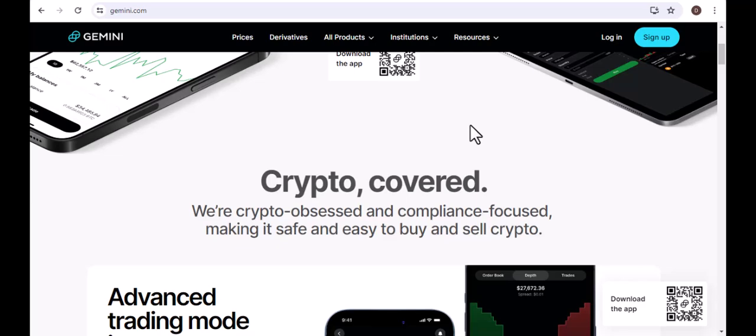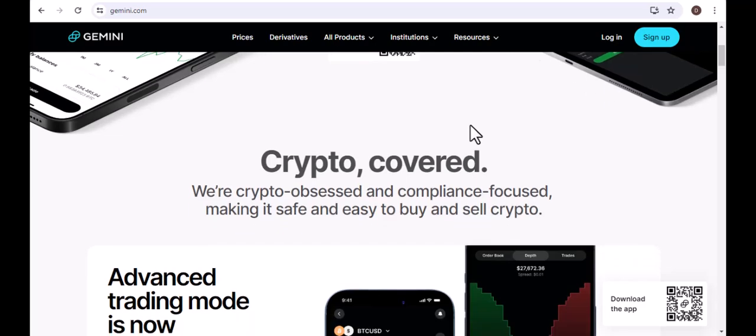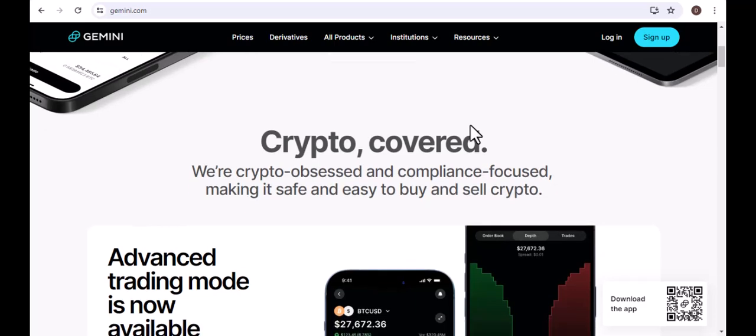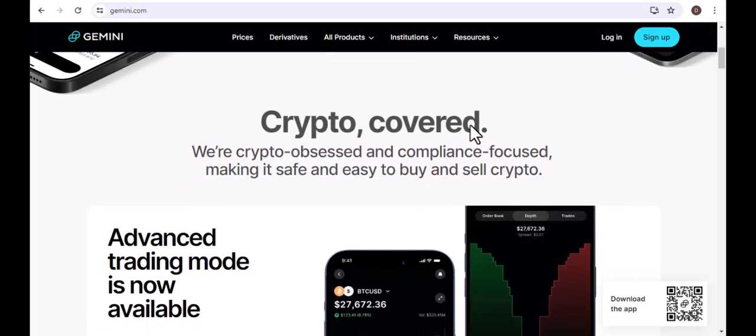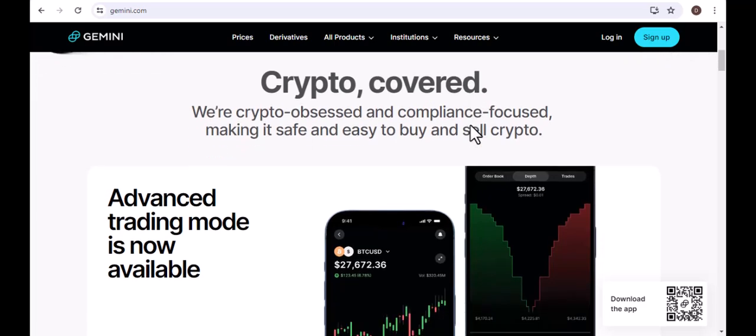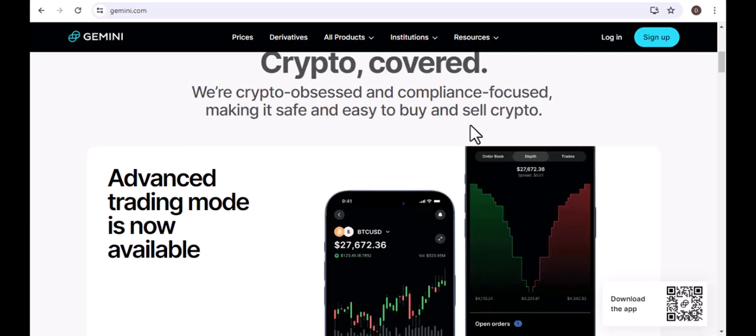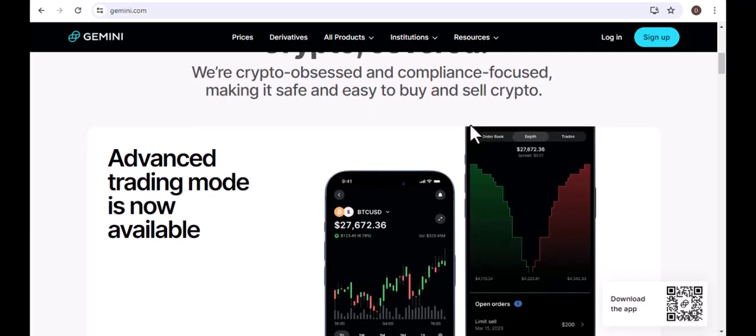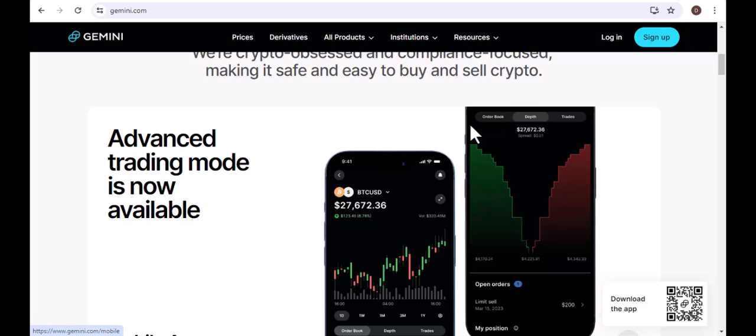While convenient for quick execution, remember that market orders don't guarantee a specific price, especially in volatile markets, meaning you might experience slippage where your execution price is slightly different from what you expected. Next up is the limit order. This is where you gain control over your entry or exit price.